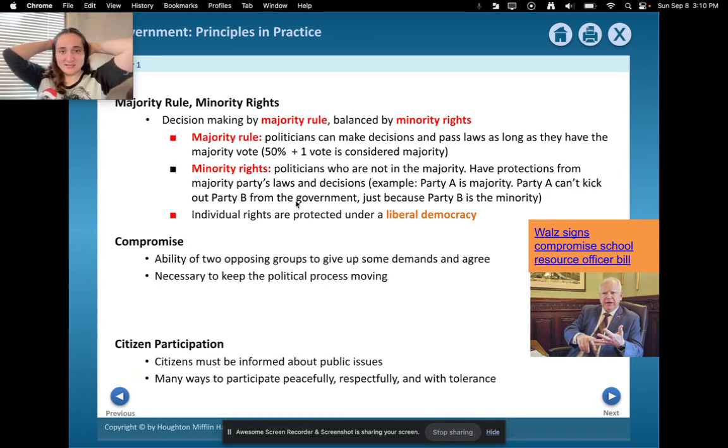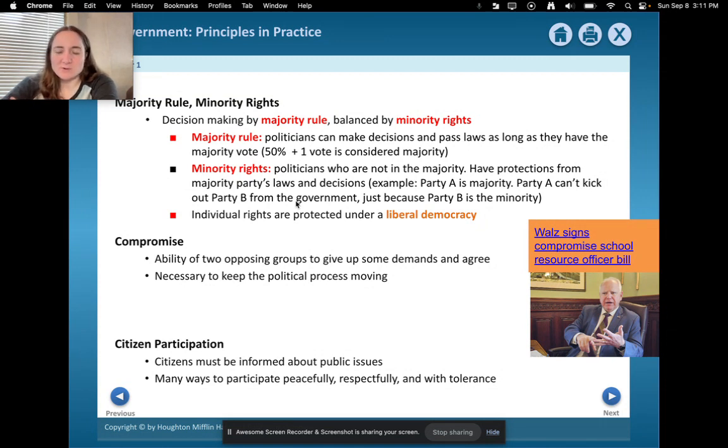The decision making is typically by majority rule, but it's always balanced out by minority rights. So, with a majority rule, that means politicians can make decisions and pass laws as long as they have the majority vote. So, if you were watching Congress or something like the Senate do something, to pass a law, they need 50% of the people plus one to pass that law. And that's where it gets really tricky in American politics because we have a two-party system. So if the Senate was split in half, usually laws aren't passed very often. I know, a lot of tricky stuff.